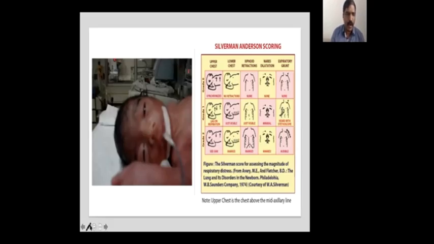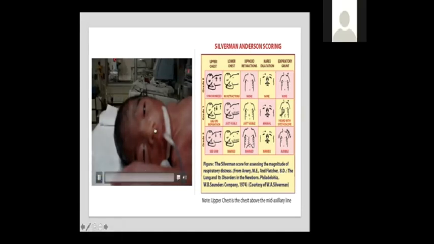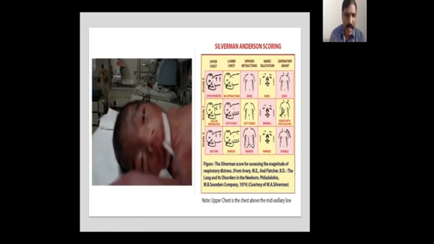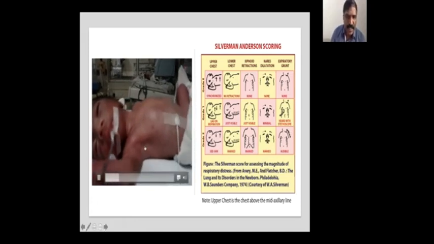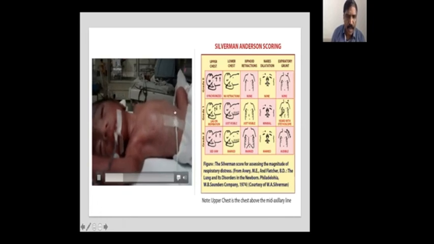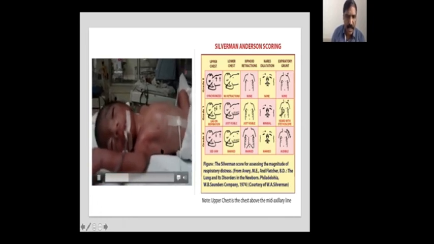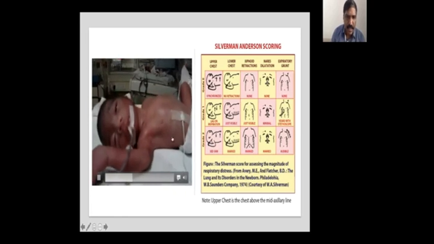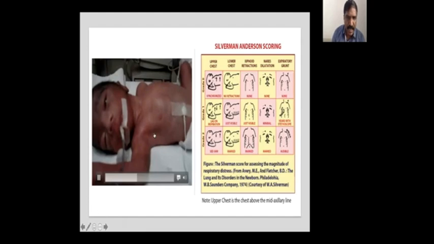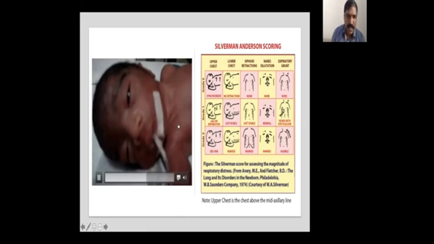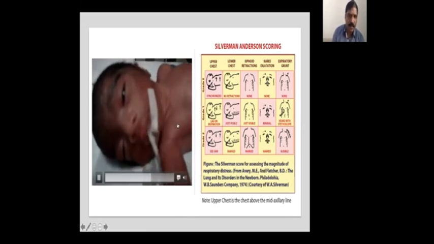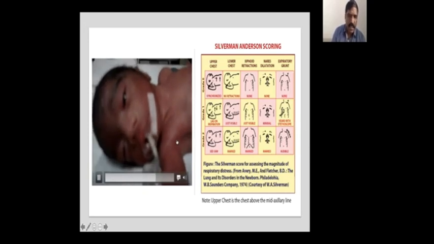So this is the baby here. I hope all of you can see this baby here. Baby is having nasal flaring, grunt, and you can see the upper chest. Upper chest is mid-axillary line. The abdomen is going up. The chest is caving inside. There is some sternal retraction, and you can see the retractions on the posterior aspect, that is below the mid-axillary line. So nasal flaring, grunting, some sternal retractions, abdomen going up, chest coming down, and intercostal retraction below the mid-axillary line. So this is what this baby has.